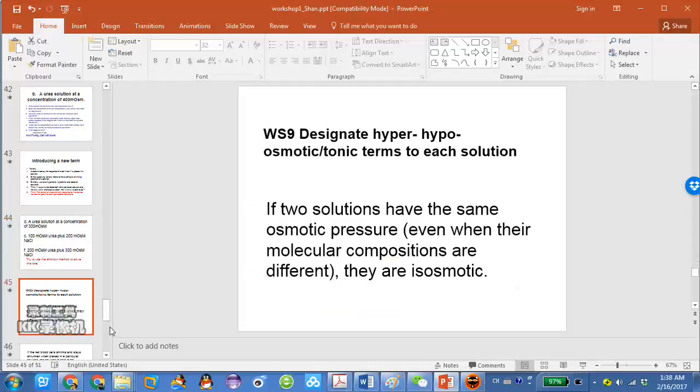Okay, the second part of workshop question 9 is to designate hypoosmotic and hypotonic terms to each of the solutions. Those terms may seem to be clear when they're looked at separately, but at this point, I want you to be very clear on the difference between these two. So generally, hyper refers to a more concentrated solution. Hypo refers to a more dilute solution.